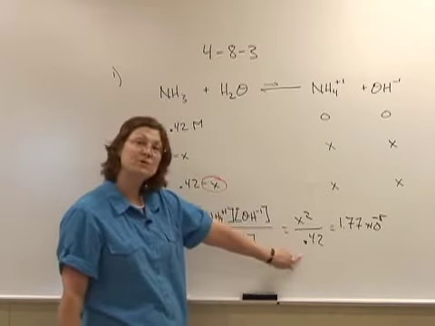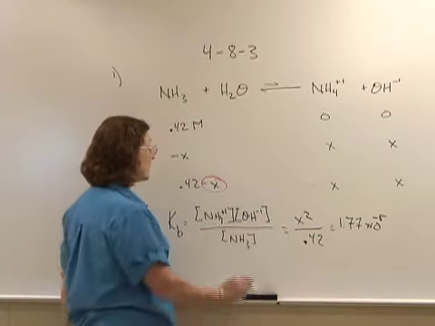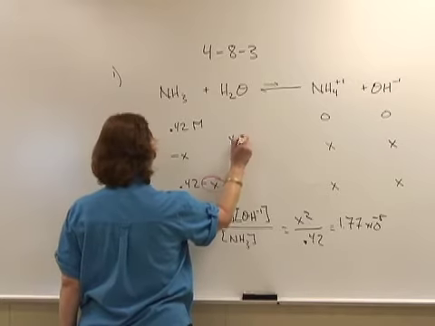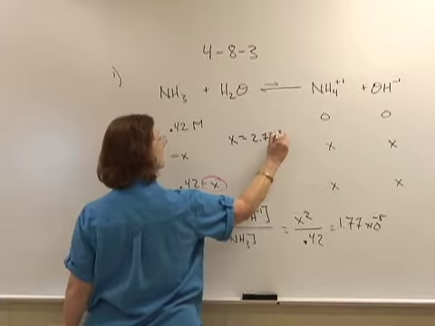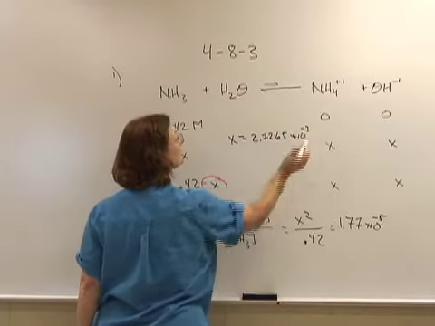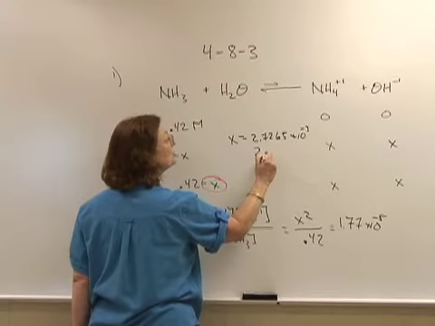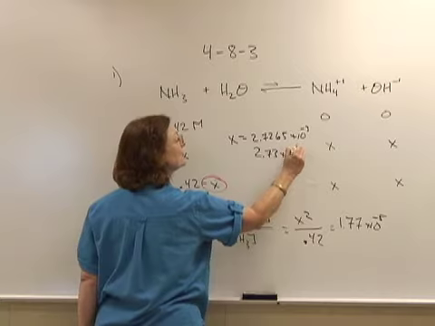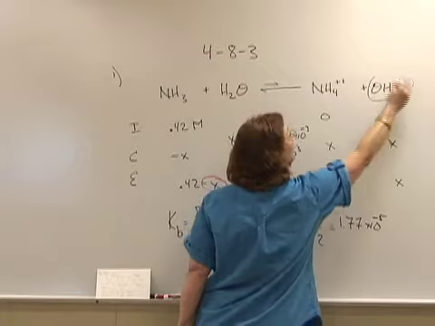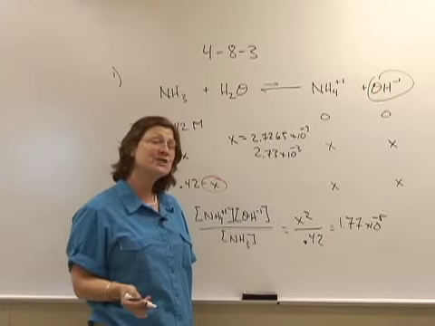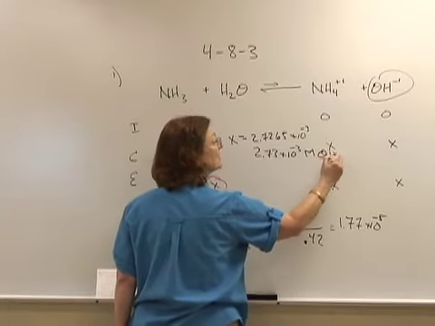I multiply 0.42 times the constant and take the square root. And my X comes out to be 2.7265 times 10 to the minus 3. I'm going to round it to the hundredths place. Therefore, it is 2.73 times 10 to the minus 3. What does that X represent? It represents the hydroxide as well as the ammonium, but for pH, I'm interested in the hydroxide. It is the molarity of the hydroxide ion.